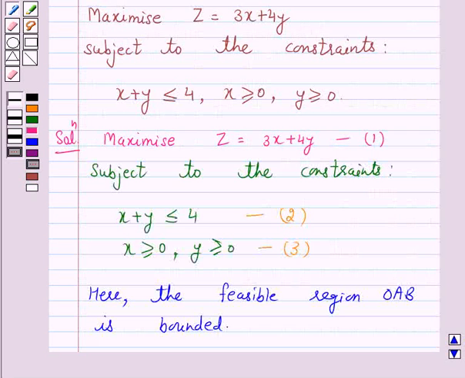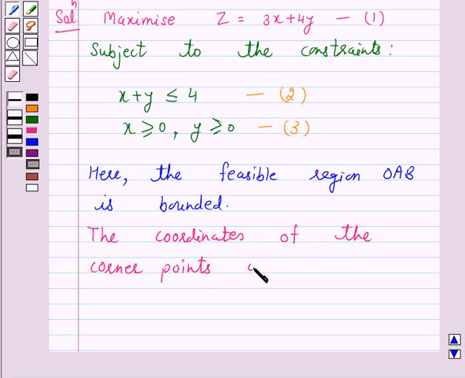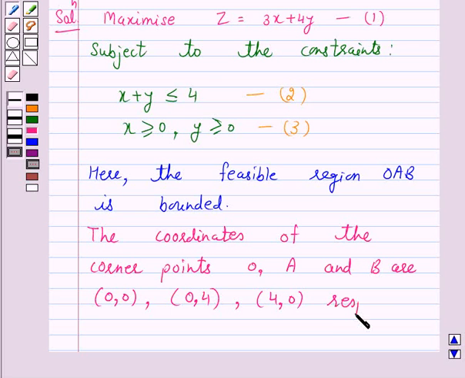So here the coordinates of the corner points O, A and B are (0, 0), (0, 4) and (4, 0) respectively. Now we will evaluate Z at each corner point.